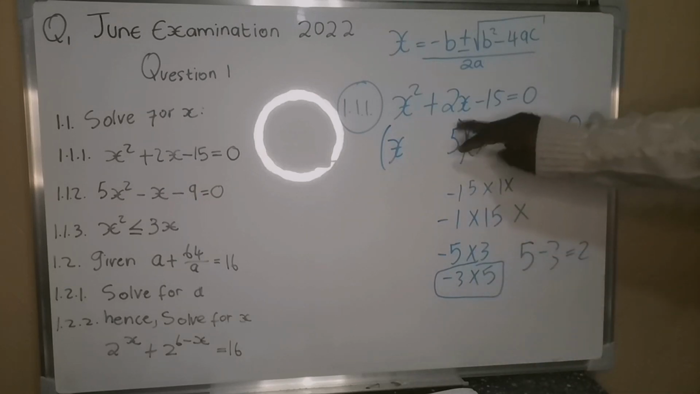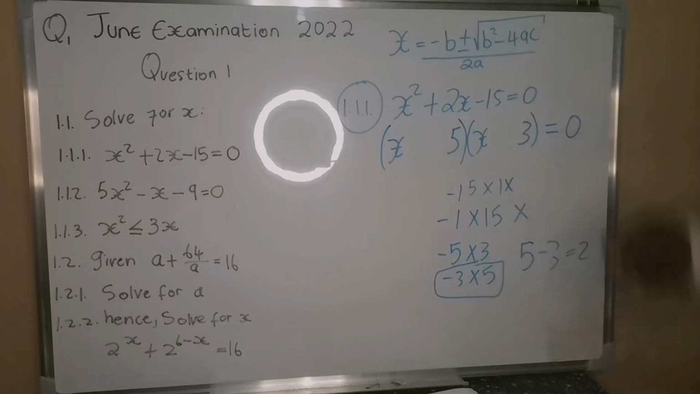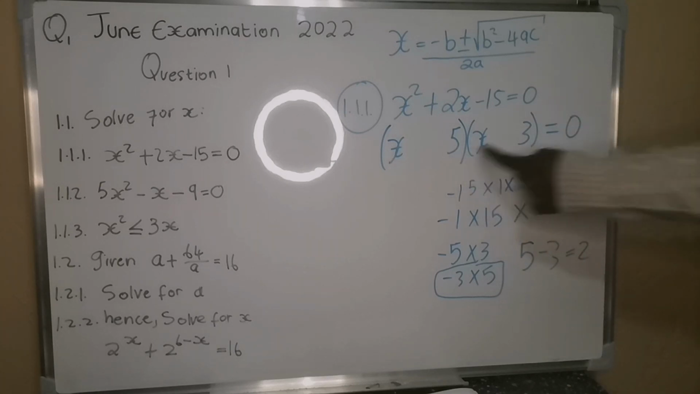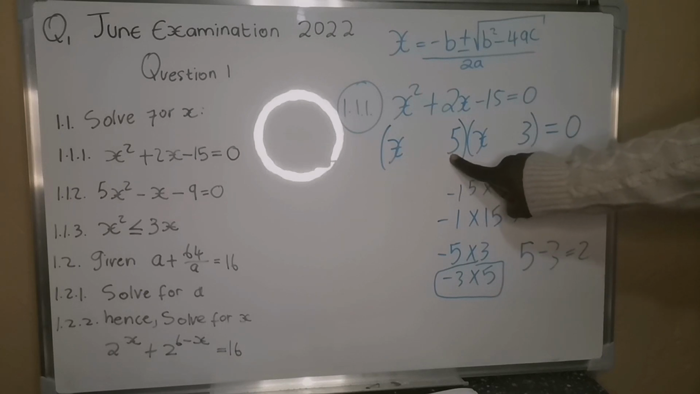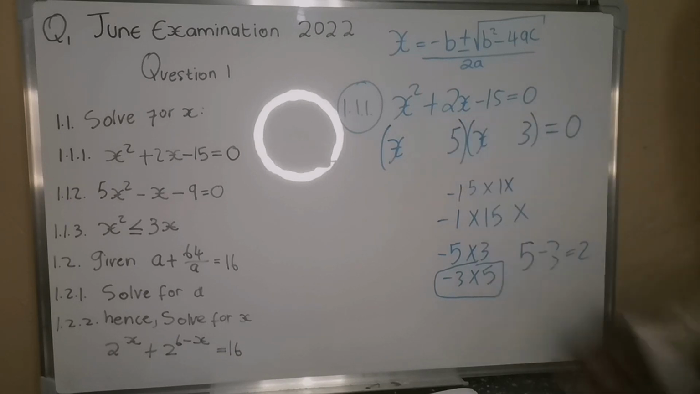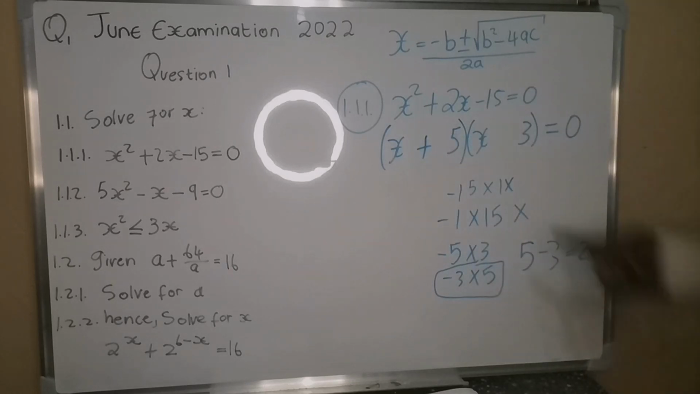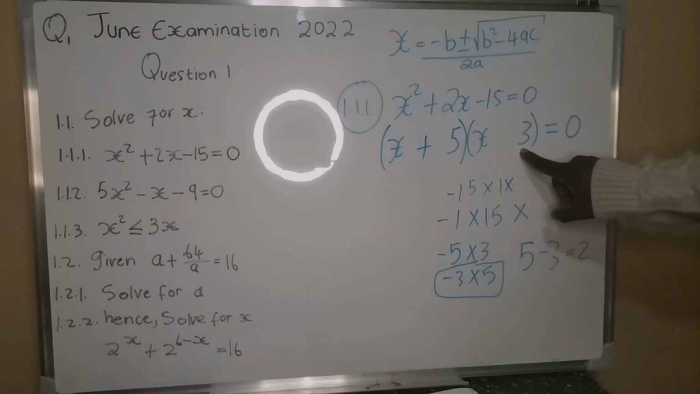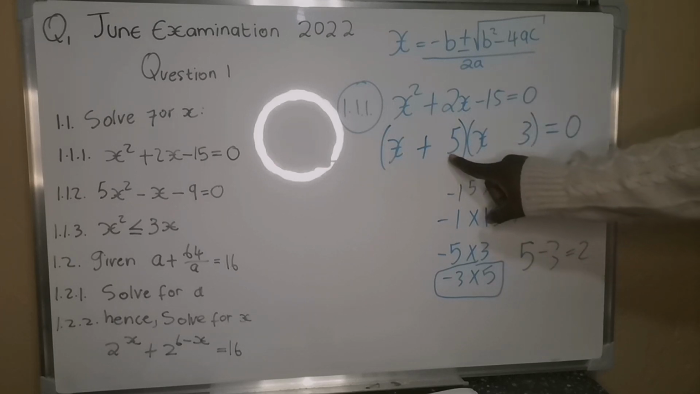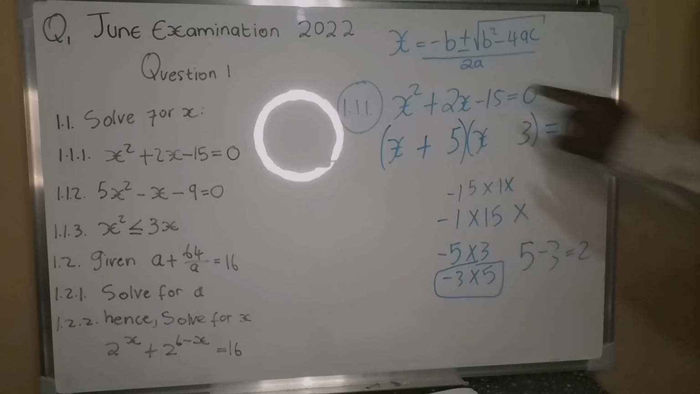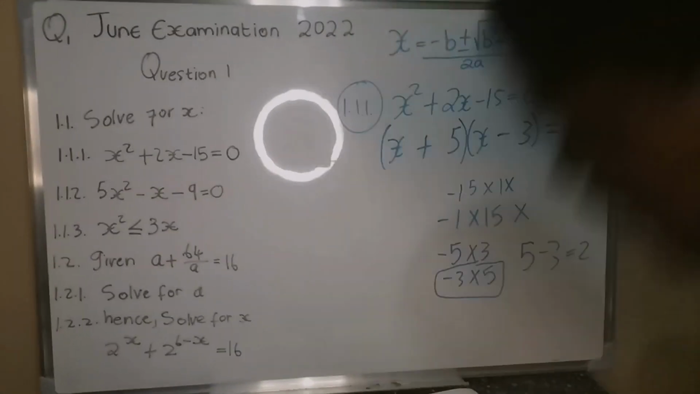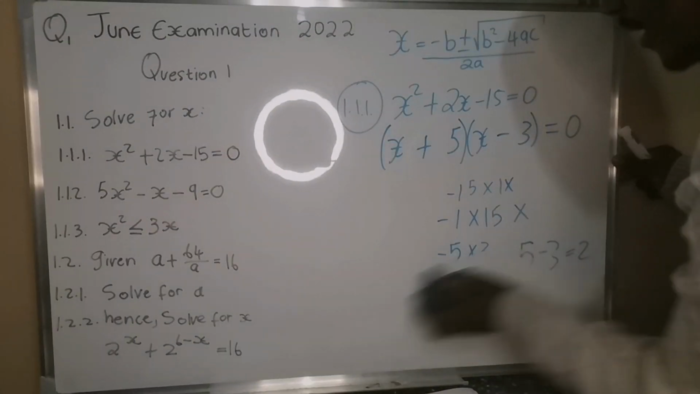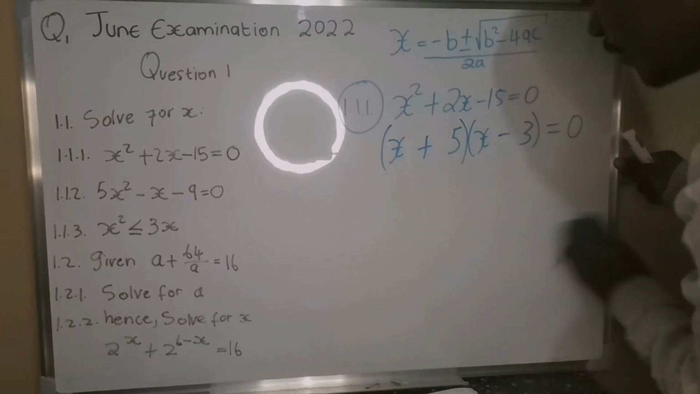Basically, the middle term takes the sign of the bigger number. Which one is bigger between 5 and 3? It is 5. This 5 takes the sign of the middle term, which is positive 2. So I'm going to have positive 5. Since our 15 is negative, when I multiply these 2 terms it must give me negative 15, not positive 15. I know that 5 times negative 3 is negative 15. Then I'm done in terms of finding factors.